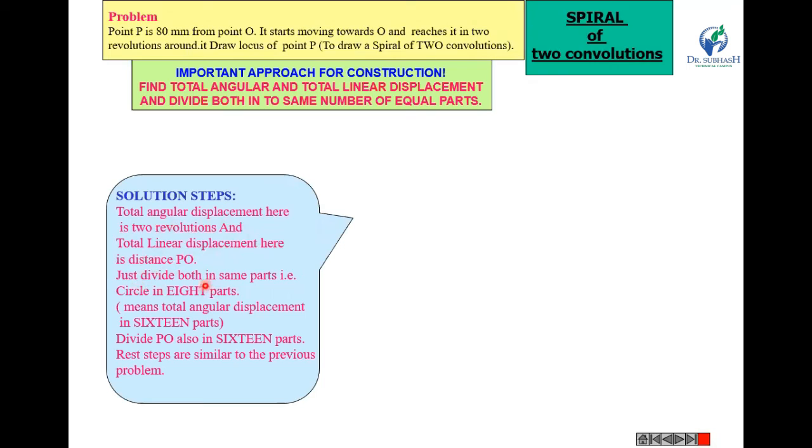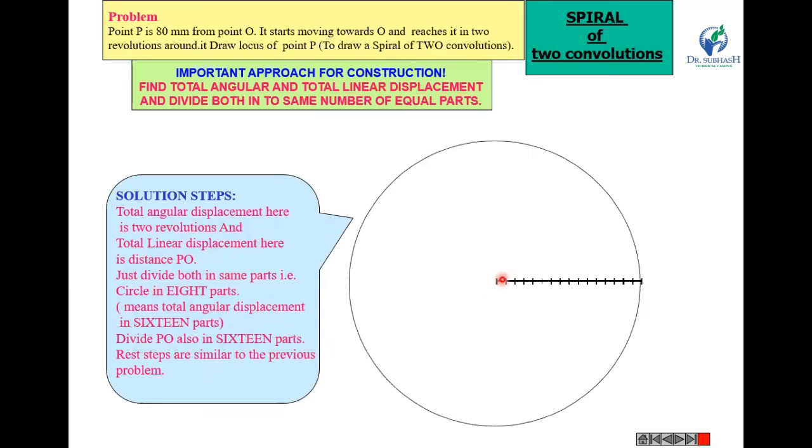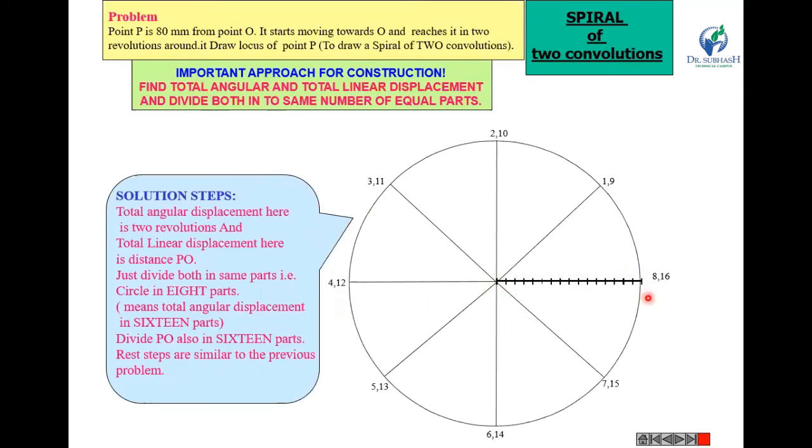Divide both into the same number of parts: the circle into 8 parts. That means the total angular displacement is 16 parts. So divide PO also into 16 parts. First of all, draw a circle. Now divide this circle into 8 divisions. This radius is equal to 80 mm. So points 1, 2, 3, 4, 5, 6, 7, and 8.